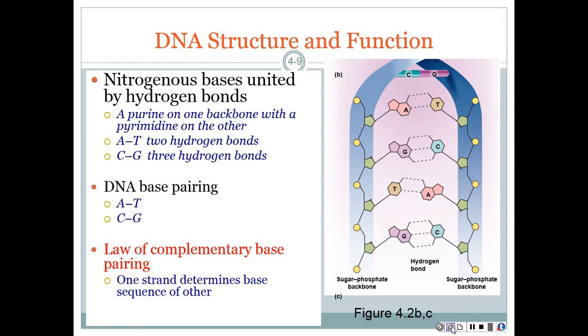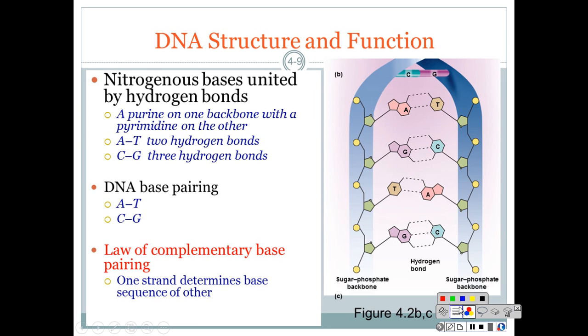Let me get a color here. Let's get a blue. So if I give you one strand of DNA and I say adenine, thymine, guanine, cytosine, adenine, guanine, what will be the second strand? The second strand, of course, when we deal with our pairing to complete this DNA structure, will be what?